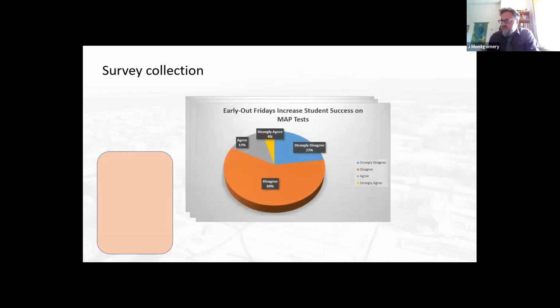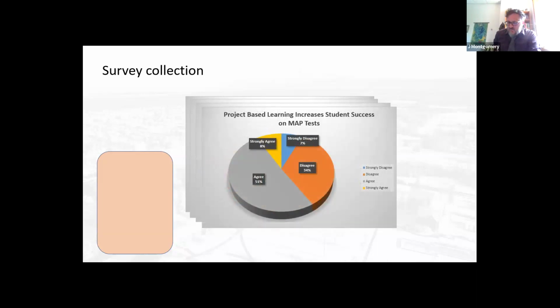When it came to another district policy, early release on Fridays, you can see a pretty substantial number of teachers overwhelmingly disagreed that this was a contributing factor in increases in student test scores. And then project-based learning was kind of an interesting one. Teachers did feel, by a slight margin, that it contributed to increases in test scores.